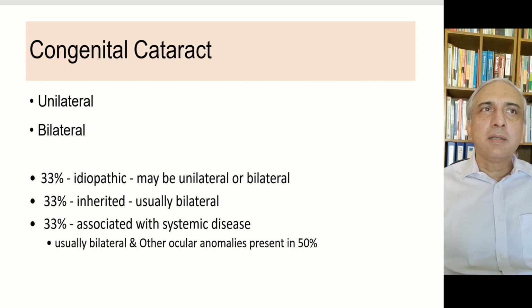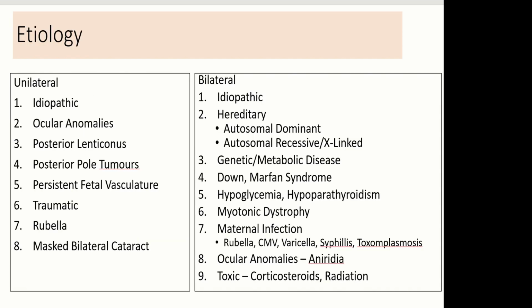Congenital cataract can be unilateral or bilateral. One third of them are idiopathic, which may be unilateral or bilateral, one third are inherited, while one third are associated with systemic disease. They are usually bilateral, and other ocular anomalies are present in 50% of the cases. So what do we mean by ocular anomalies? It's like congenital malformation of the iris, which is called aniridia, coloboma, and nanophthalmos. Those are the ocular anomalies which we see in development.